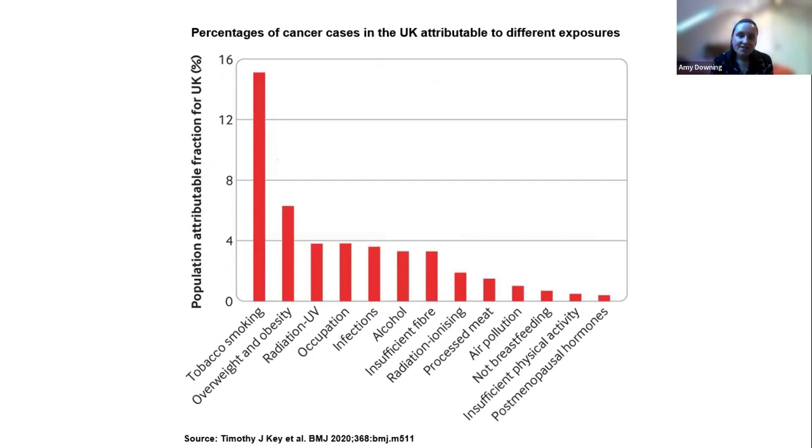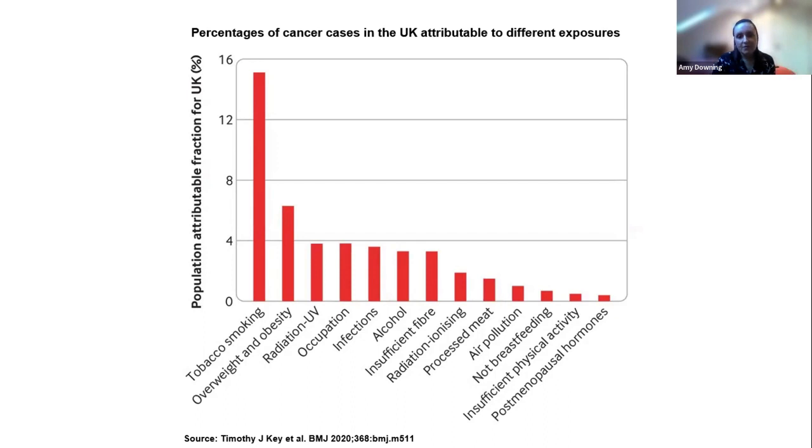Firstly, just share this graph, which shows in the UK the percentage of cancer cases that are attributable to various different exposures. And we can see that tobacco smoking by far accounts for the most cancer cases. And this will probably be the case in most countries. But we can also see that the second highest is overweight and obesity, and then we have radiation, occupation, infections, and so on. And a lot of these are actually preventable.